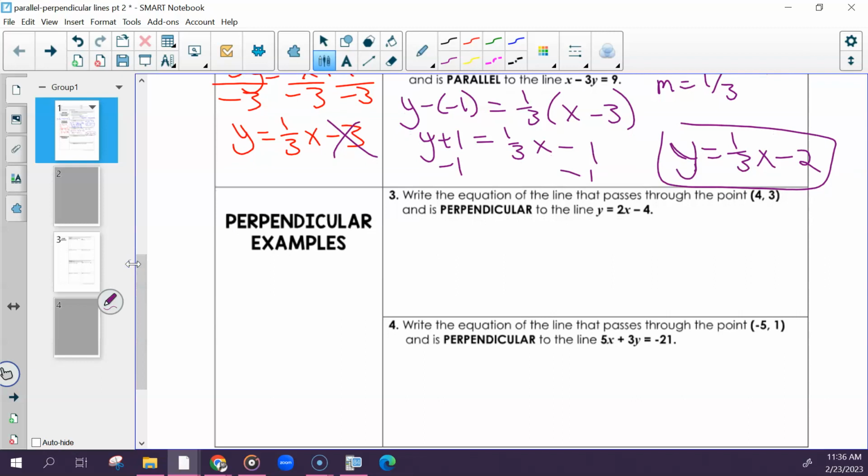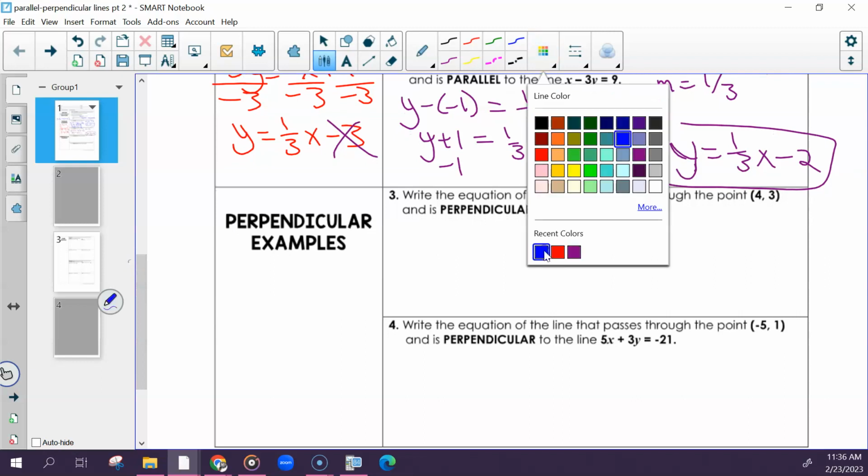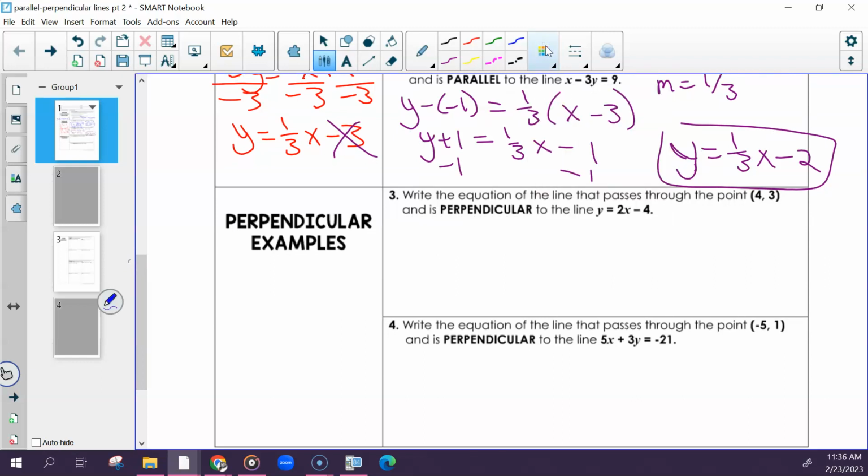So with perpendicular, for example number 3, we have our point just as before. We are given the equation just as before. But if our new equation is perpendicular to this one, what will that new slope be? -1/2. So we have to change the slope before we can do anything else. If you don't change the slope, all of your work is going to be wrong. So that has to be step number 1.